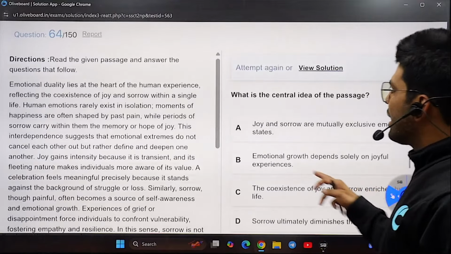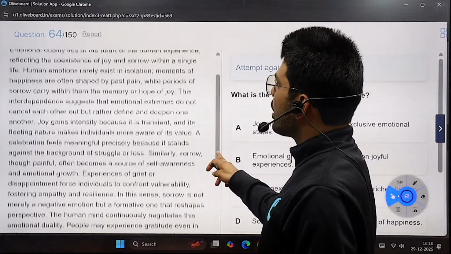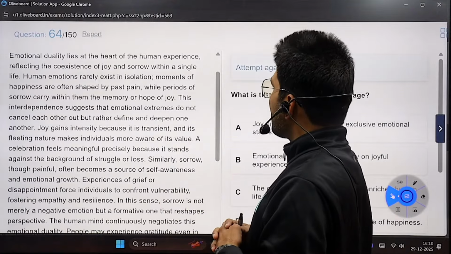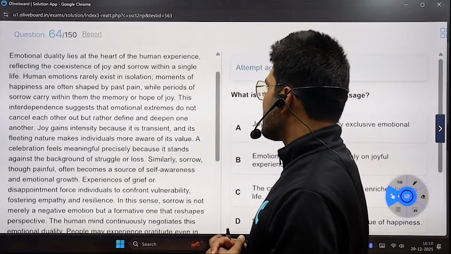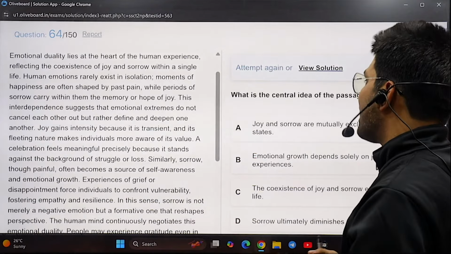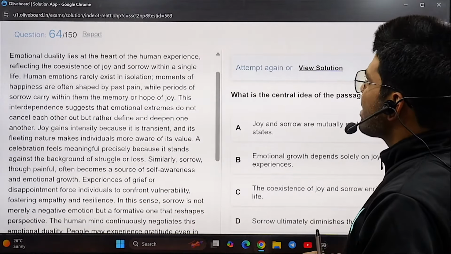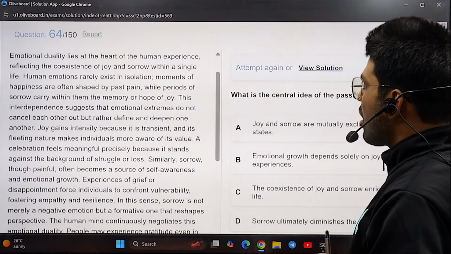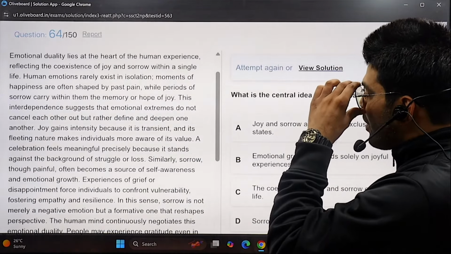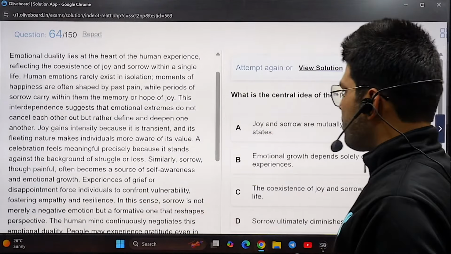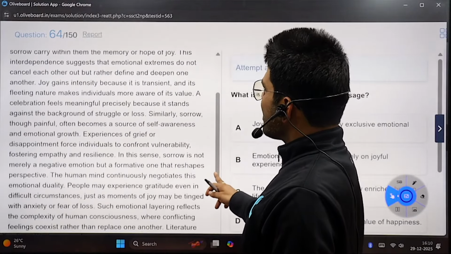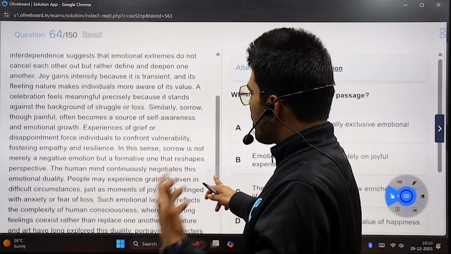Okay, we go ahead. We go live now, you and I. Emotional duality lies in the heart of human experience, reflecting coexistence of joy and sorrow within a single life. Human emotions rarely exist in isolation. Moments of happiness are often shaped by past pain, while periods of sorrow carry within them the memory of hope or joy. This interdependence suggests emotional extremes do not cancel each other but rather define and deepen one another.